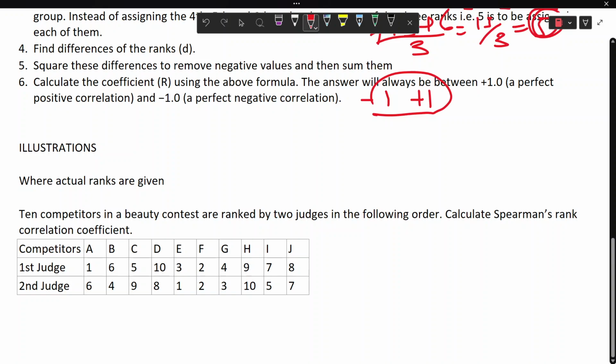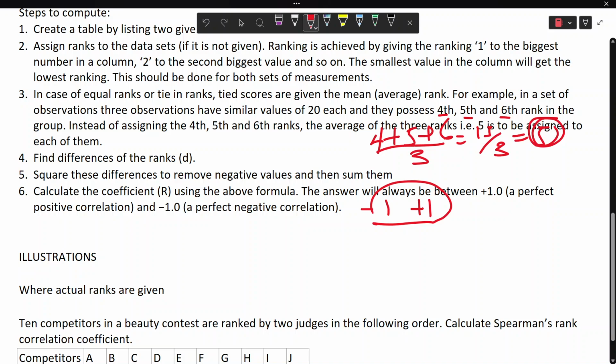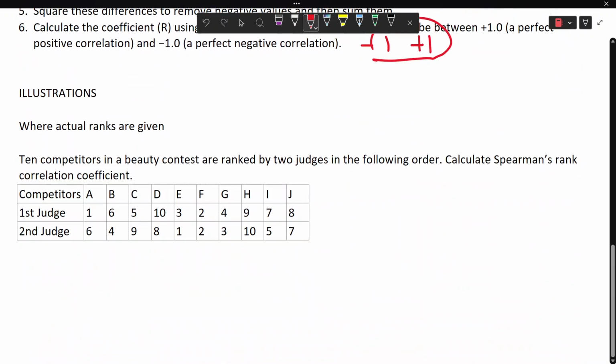So, illustration where actual ranks are given. 10 competitors in a beauty contest are ranked by 2 judges in the following order. Calculate the Spearman's rank correlation coefficient. So you have the competitors, you have the first judge and the second judge. We have A to J. And these ones, they are the actual ranks, so there's no need for us to compute the ranks. We just go ahead from step 4 to find the difference of the ranks. When you're done finding the difference, we square the difference to remove the negative values. Then we apply the formula to find R. So we would be solving this one in our next video.